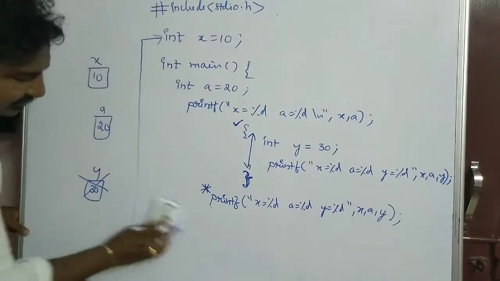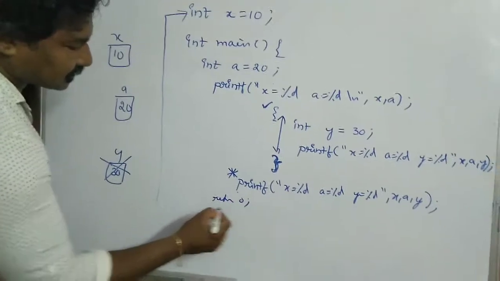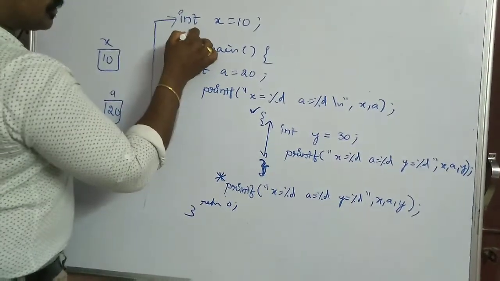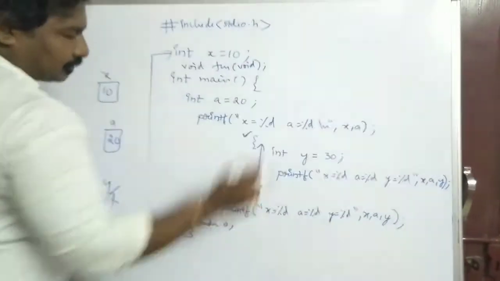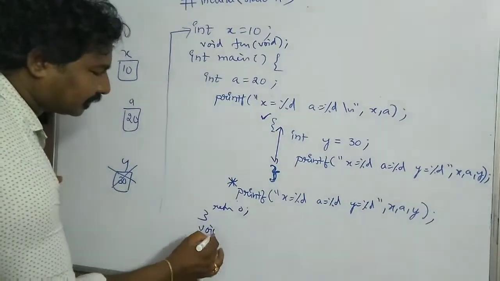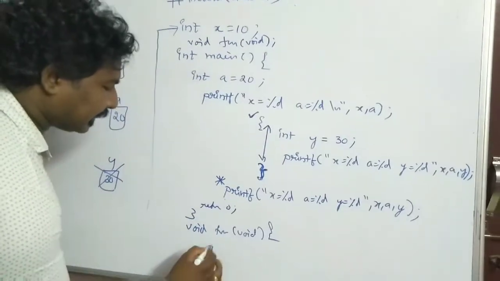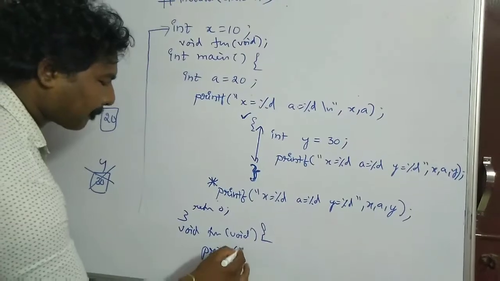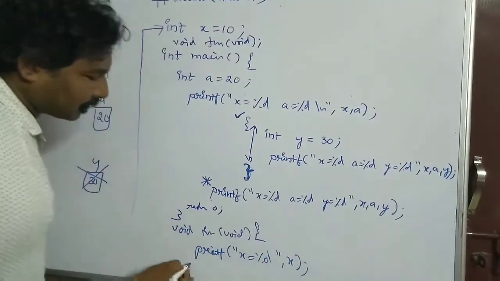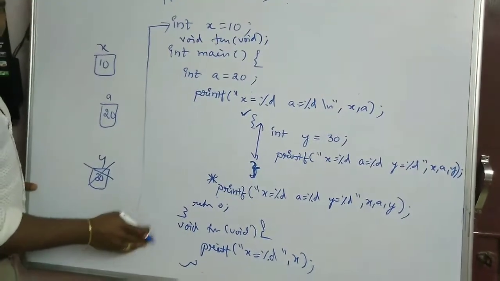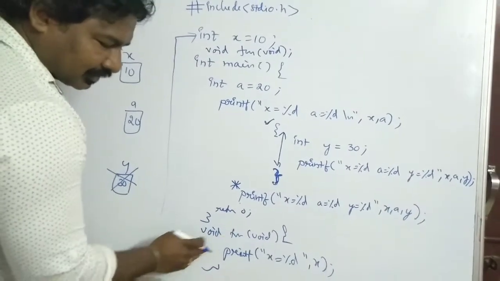Okay. Similarly, if I just extend this program, like return 0, something like this. And I have a function called void fun void. Okay friends, I have got a function void fun void. Okay, printf x equals to %d, x. Okay friends, I'm just coming out of the main function, there is another function called fun function. So I'm trying to access this x value.